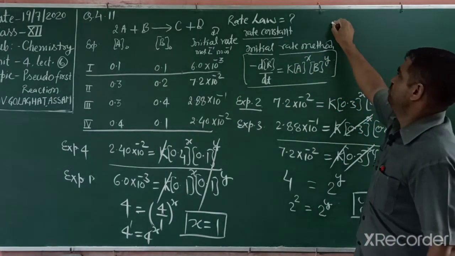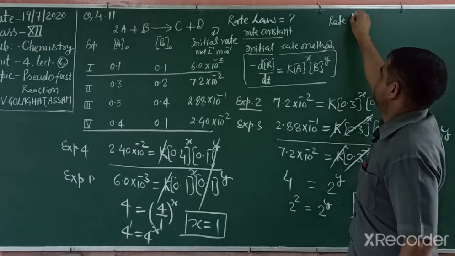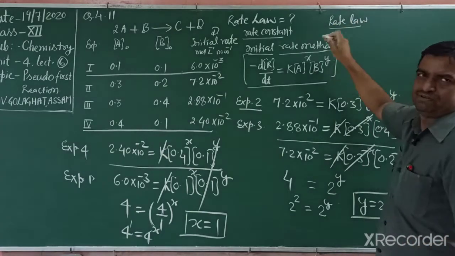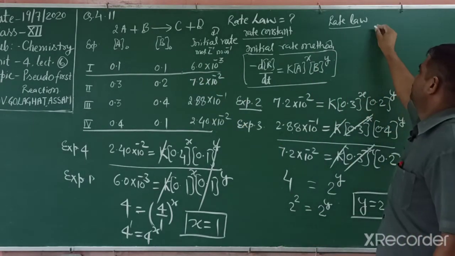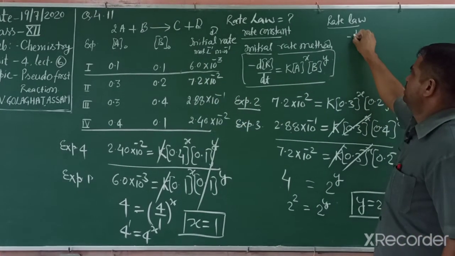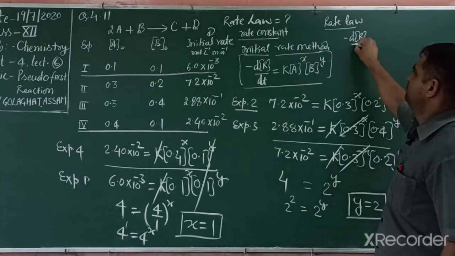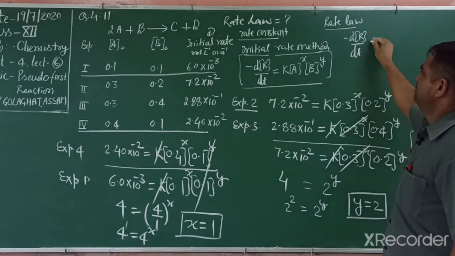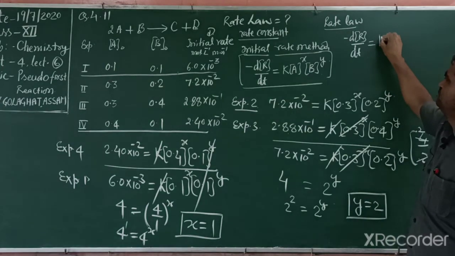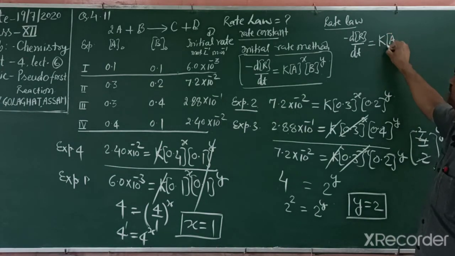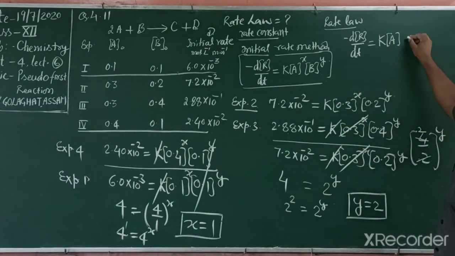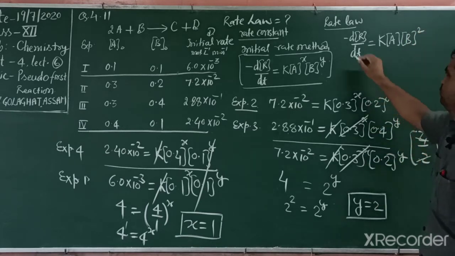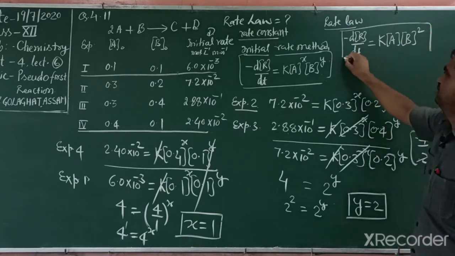So now we write the rate law. Rate law, we know, is experimentally determined. We can't write it by the stoichiometry of a reaction. Rate law is equal to minus d[R] divided by dt, is equal to k [A] to the power x, where x is equal to 1, and [B] to the power 2. So this one is the rate law.